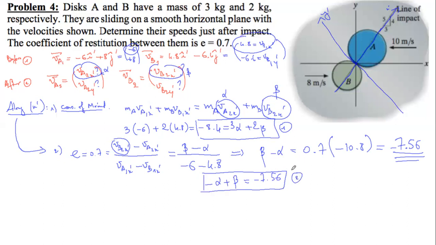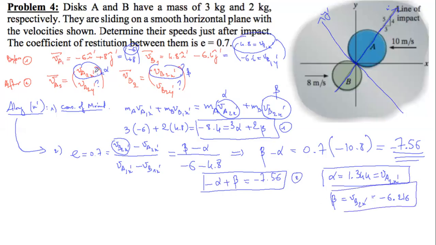So the second equation is basically minus alpha plus beta is minus 7.56. So this is equation 2. You know how to combine them, right? You know how to solve a system of equations with 2 unknowns. I will not do it. So alpha is equal to 1.344, and this is VA2 x prime, and beta, which is VB2 x prime, if you do the calculation, is minus 6.216.